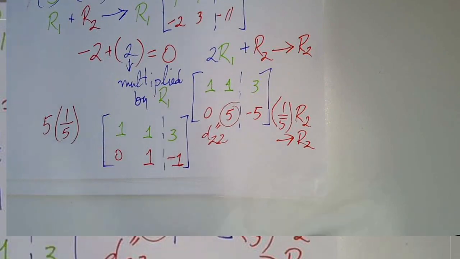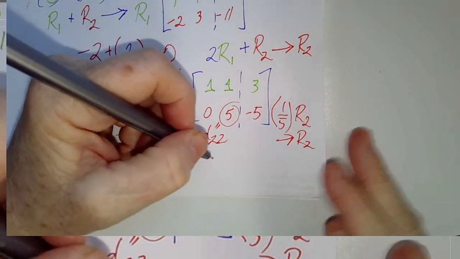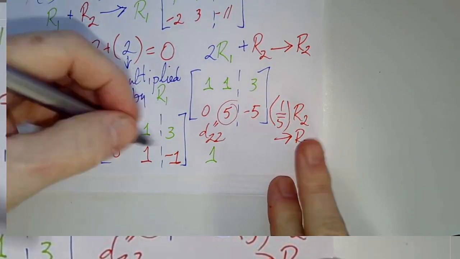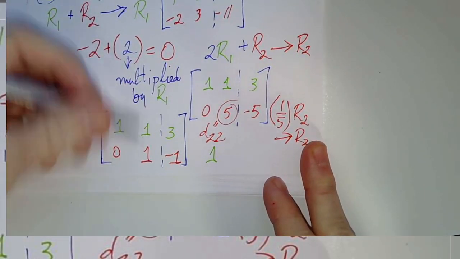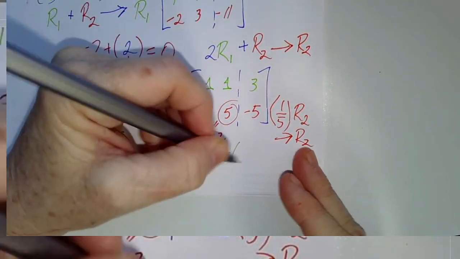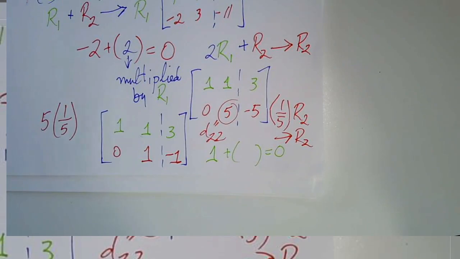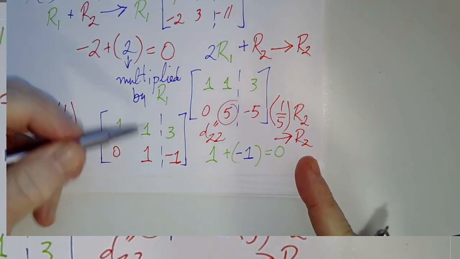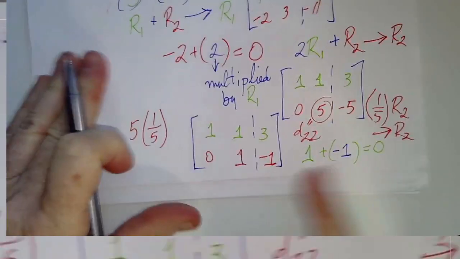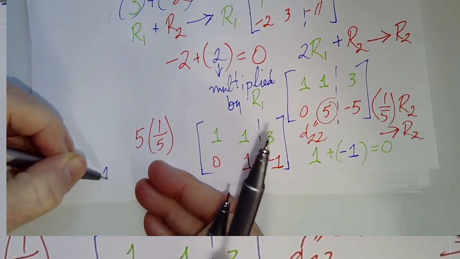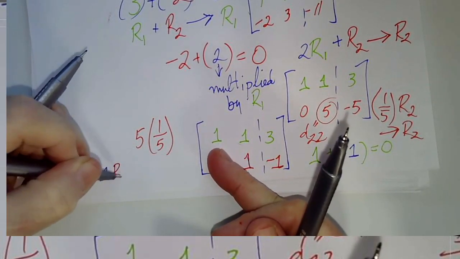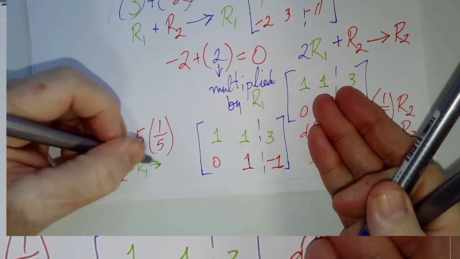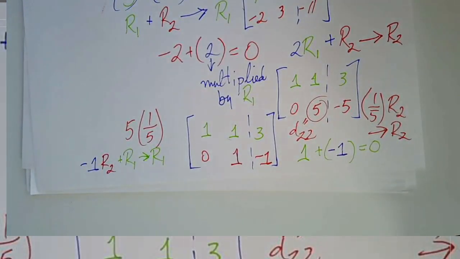Column 1, row 1. Well, now we've got a 1 in this D1,2, first row, second column. And I'm going to see what can I add to that to get 0. Exactly right, we can add negative 1. This time I'm in column 2, so I'm going to multiply this negative 1 by row 2. So negative 1 times row 2 plus row 1 gives us a new row 1. Let's do that.